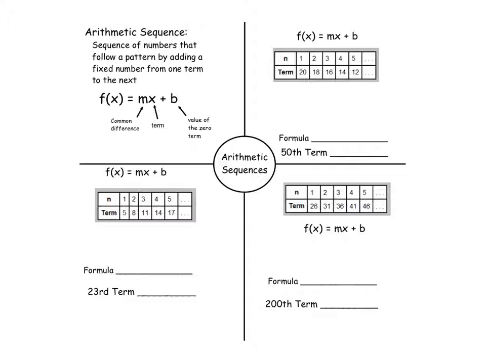Let's review arithmetic sequences. Arithmetic sequences are sequences of numbers that follow a pattern by adding a fixed number from one term to the next. So the general equation for an arithmetic sequence is f of x equals mx plus b, where m is the common difference, x is the term, and b is the value of the zeroth term. So let's take a look at the example up at the right.